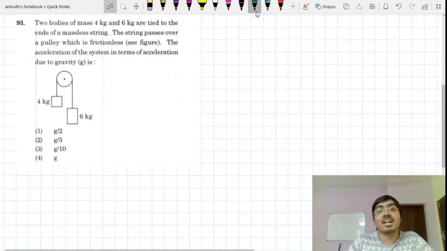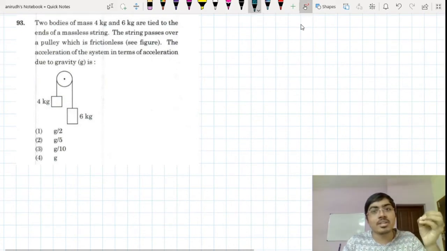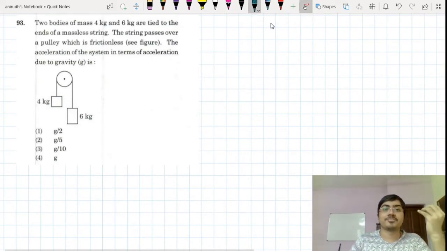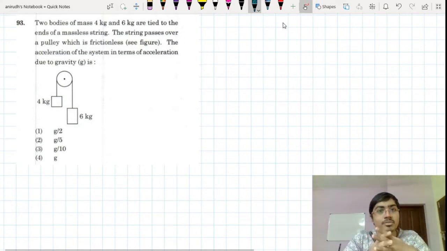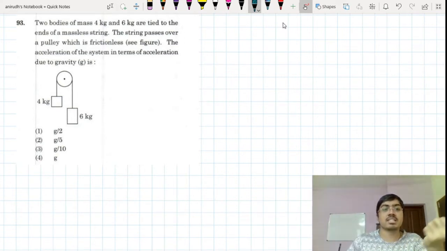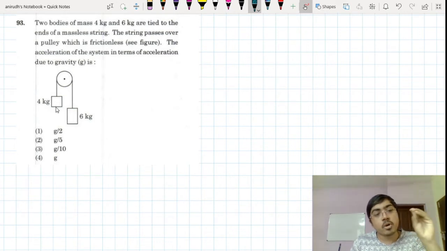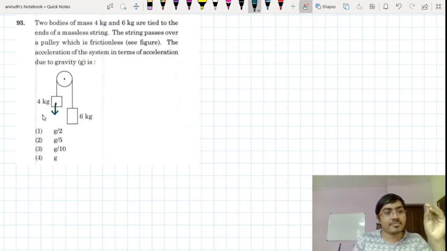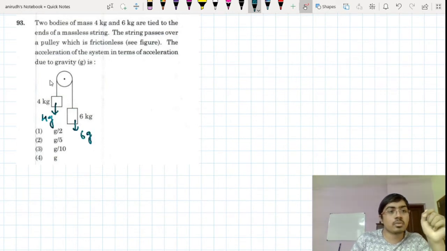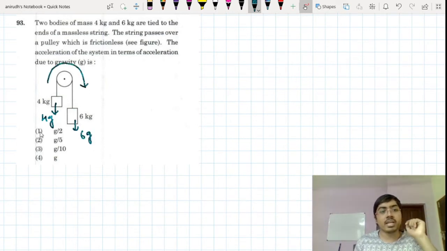And yes, we have a spectacularly simple question from the topic of pulley. I have made multiple videos on pulleys, and we had a good discussion of pulleys. These were one of the very basic questions you had over there. So this is a massless frictionless pulley. Net torque acting on the pulley will definitely be 0. Now the point is, 4g is acting downwards and 6g is acting downwards, and therefore this is the direction of movement.